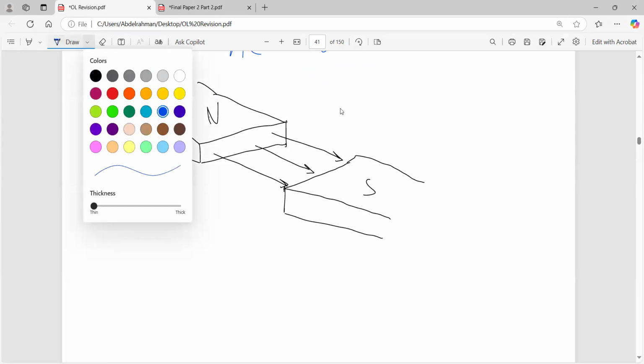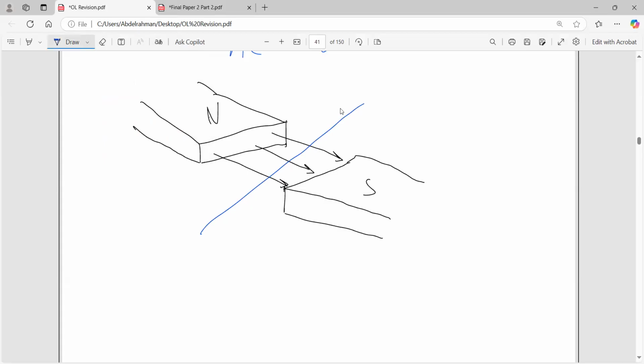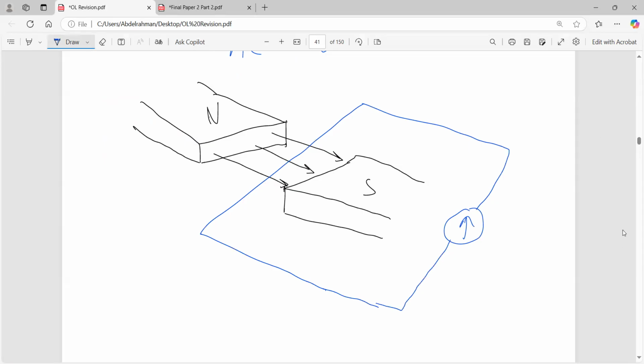Then we have a wire. You can bring a wire in the middle, attached to a galvanometer or an ammeter or a voltmeter or whatever. It's a meter that indicates that there is a current or there is a voltage in this wire. We can call it a galvanometer, a sensitive ammeter, a sensitive voltmeter, or whatever.